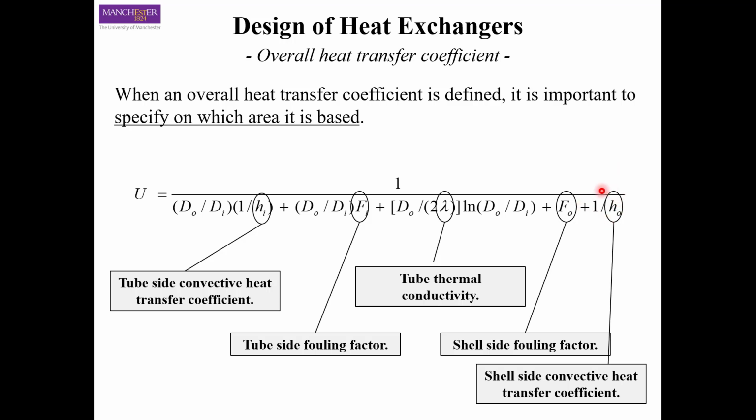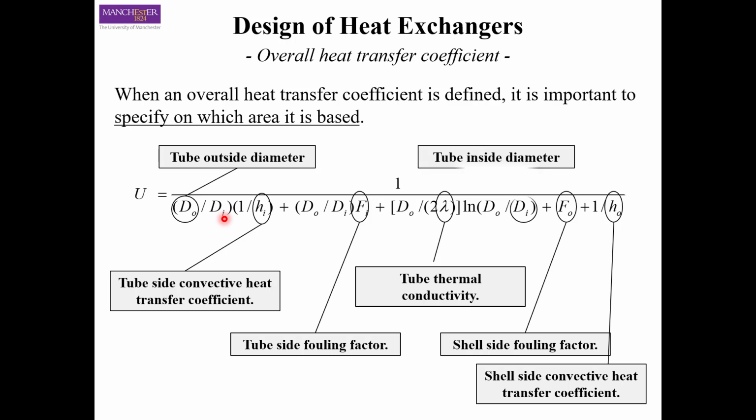In addition to that, we have d node, that is the outer diameter of the tube, and then we have di, that is the inside diameter of the tube. So to solve this equation, you need to know 1, 2, 3, 4, 5, 6, 7 sets of information to solve for the overall heat transfer coefficient.